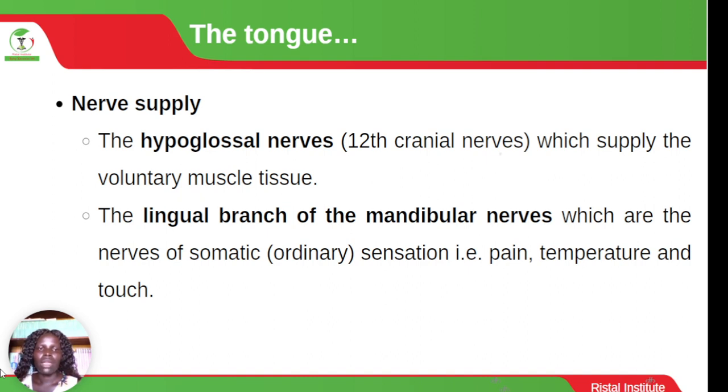Then we have the lingual branch of the mandibular nerves, which are the nerves of somatic, that is the ordinary sensation, i.e. pain, temperature, and touch. They are the ones that are responsible for that. They help the tongue to sense pain, to sense temperature, for you to know that what has been put in the mouth is hot or cold, and for you to know if the tongue is touched.